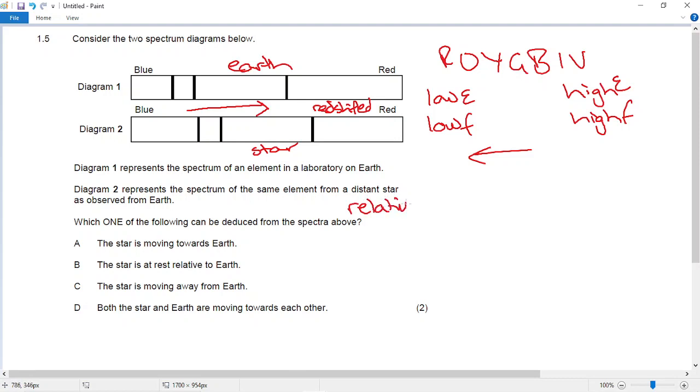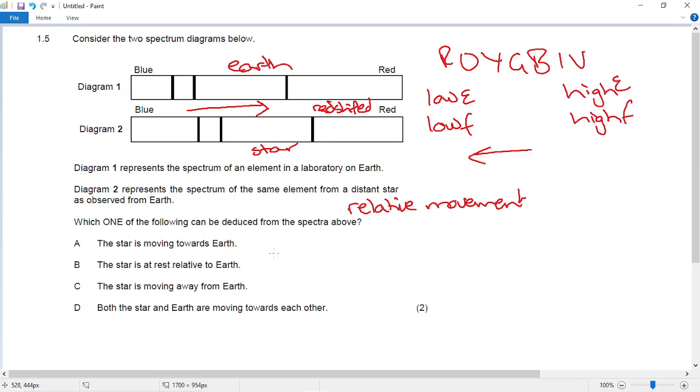There has to be relative movement. If two things are tracking each other at exactly the same velocity, you will not get a shift. But if they are moving further or closer together, they will show either a red or a blue shift. So it says to you, which one of the following can be deduced from the spectra above?